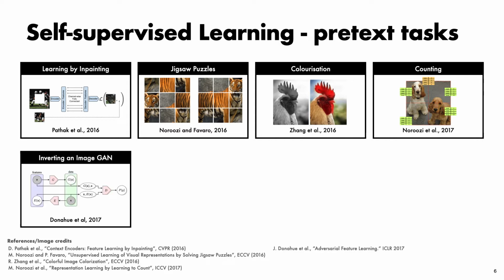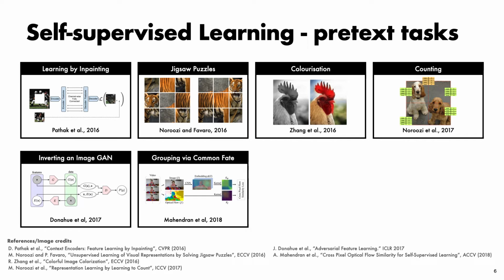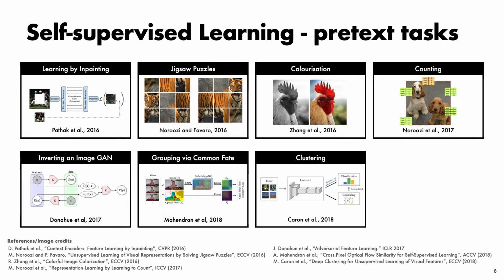Other work has trained a model to invert a GAN by training a second GAN to generate the latent codes of the original GAN. One particularly appealing pretext task is to train a model to group pixels according to optical flow. The idea here is to train a model that learns pixel embeddings that are similar if and only if those pixels tend to move with the same velocity in videos, which is a way of encoding the prior knowledge that the pixels on a common object tend to move together.